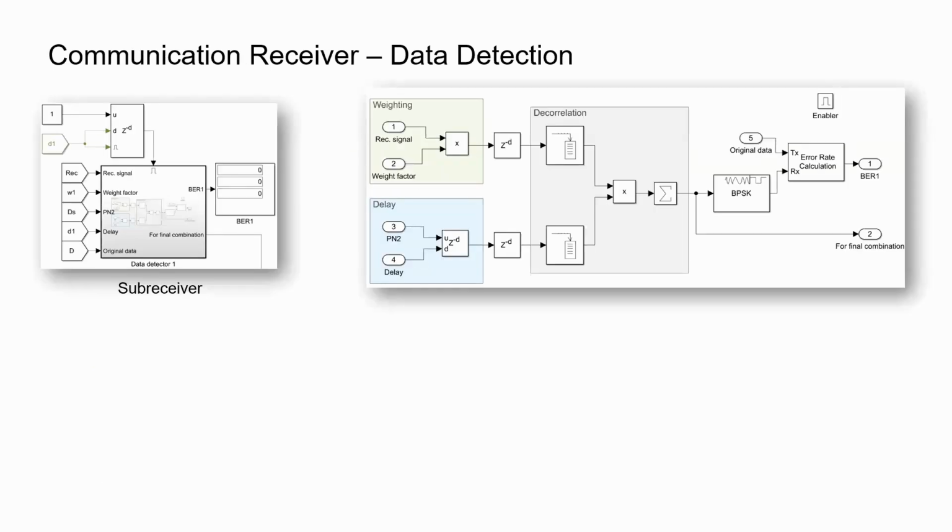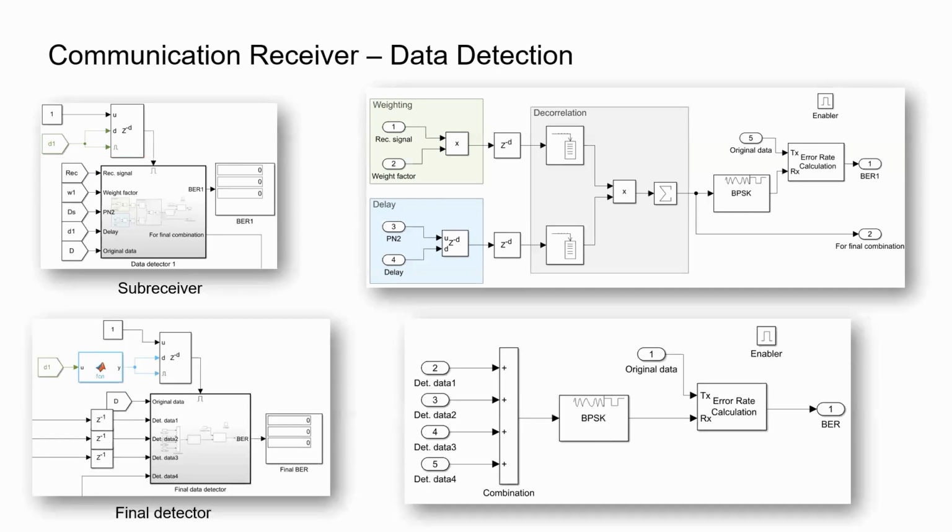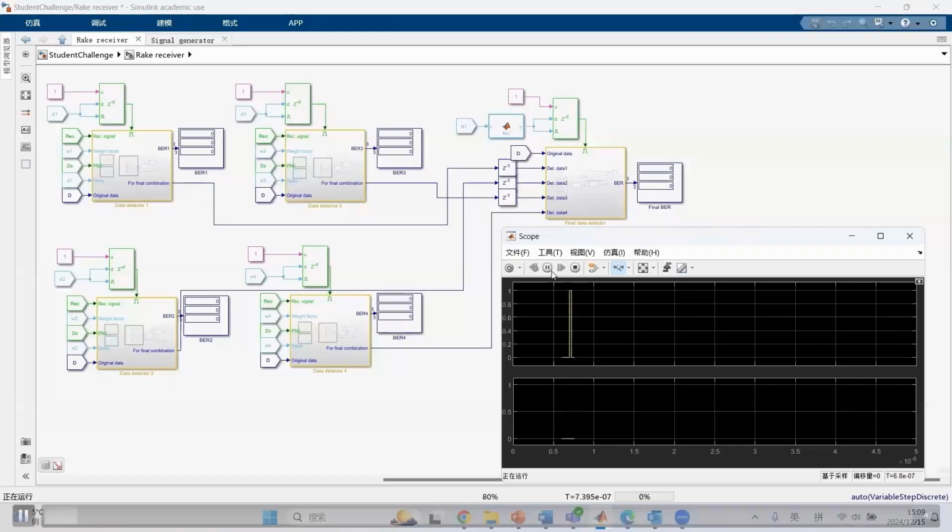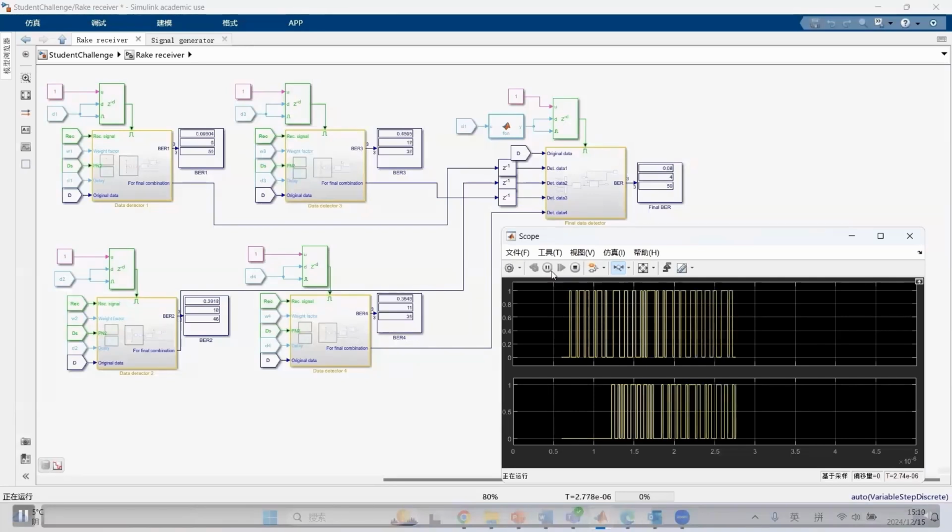The architecture of a sub-receiver is given in this diagram. The enabler controls the synchronization of the sub-receivers. The received signal is first multiplied with the weight factors and then despread. The resulting signal is subsequently forwarded to the final detector for combination and data detection. We can monitor the bit error rate of the receiver on the data displayer and check the transmitted and received data symbols through the scope.